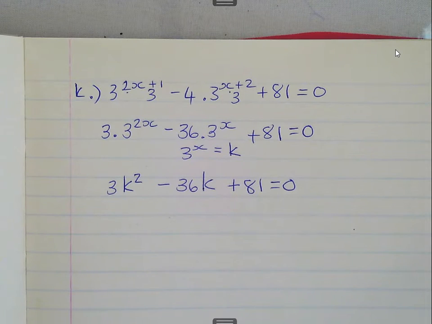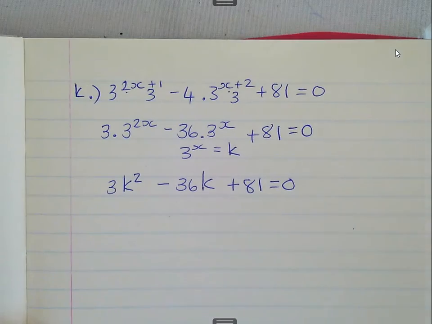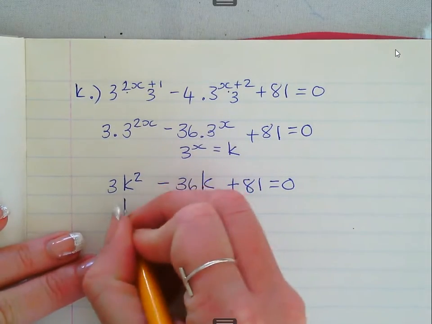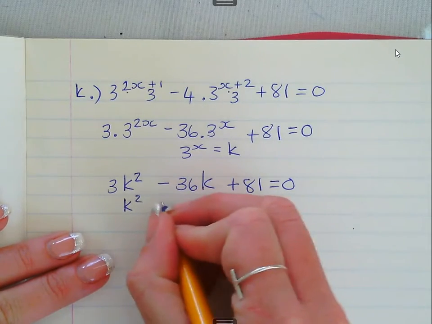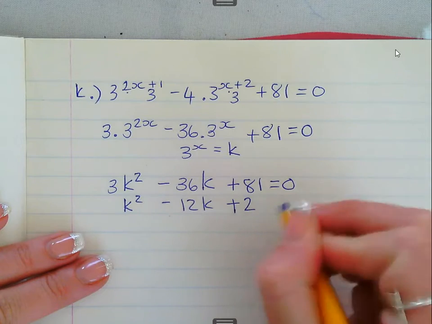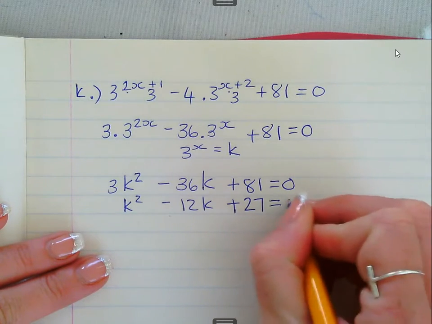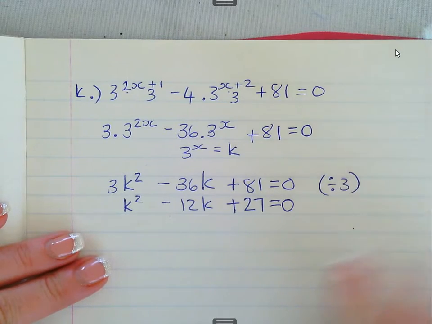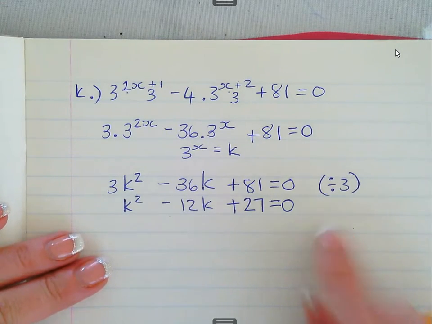What is it? I can take out something in common. I can divide each term by 3. And then I'll be left with k squared minus 12k plus 27 equal to 0. So what I did there is I divided all of it by 3. I divided the 0 by 3 as well, but 0 divided by 3 is 0.